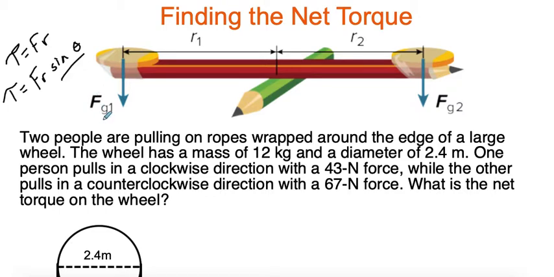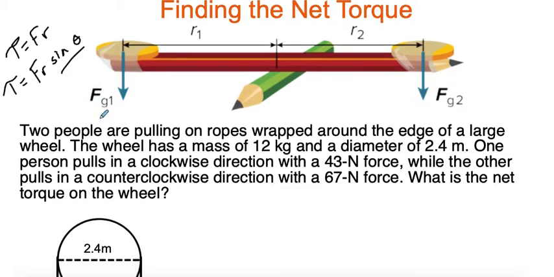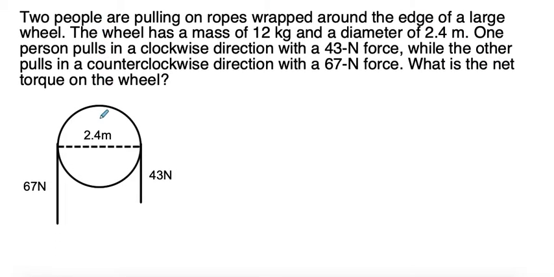Okay, so I have a couple examples below. Let's check them out, see if we can figure them out. So for example 1, 2 people are pulling on ropes wrapped around the edge of a large wheel. The wheel has a mass of 12 kilograms. Okay, so let's just kind of write that down off to the side, see if we need it. I didn't mention anything about mass up above, so might really not need it. And a diameter of 2.4 meters. One person pulls clockwise, so we have the clockwise person here pulling with 43 newtons, and the other person is pulling counterclockwise at 67 newtons. Okay, what is the net torque? We're looking for net torque on the wheel.